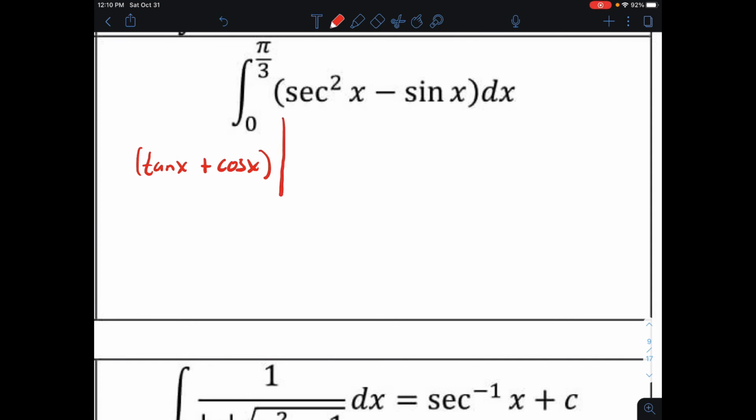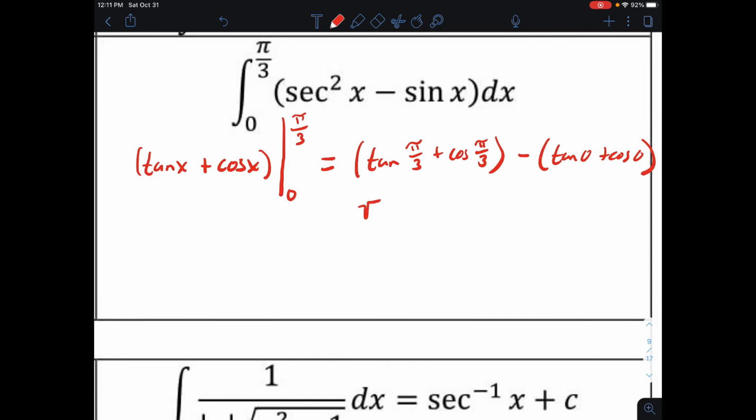Now we're going to plug in. We're going to go from 0 to pi over 3. And we put in pi over 3 first, so we'd have tangent of pi over 3 plus cosine of pi over 3. And then minus, we're going to put in our lower limit here, so it'd be tangent of 0 plus cosine of 0. And then we get our values from our unit circle.